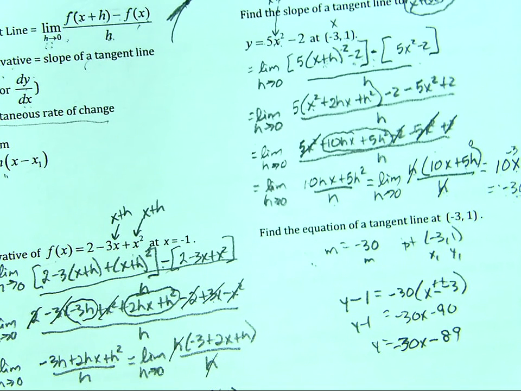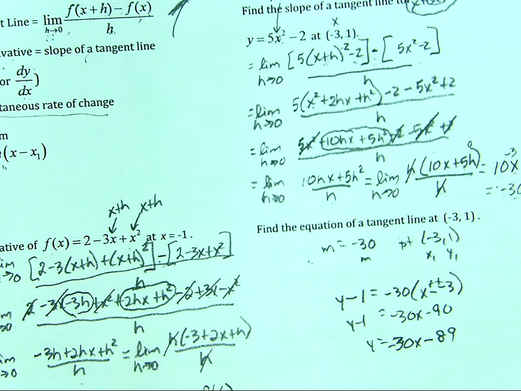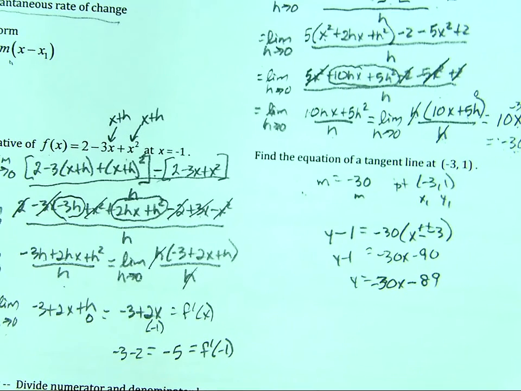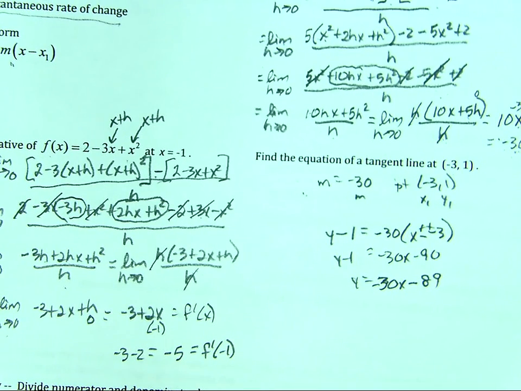So once you have the slope, by using the definition of derivative or from finding the slope of a tangent line, you just plug the point they gave you into the point-slope form, and there's your equation of a tangent line. Okay?